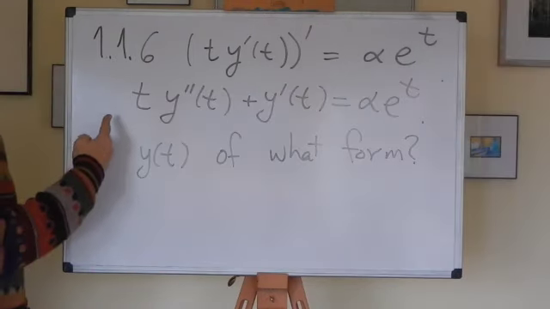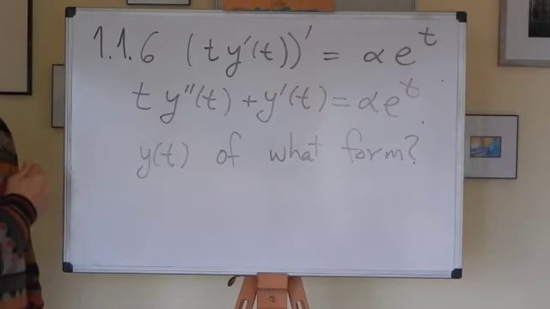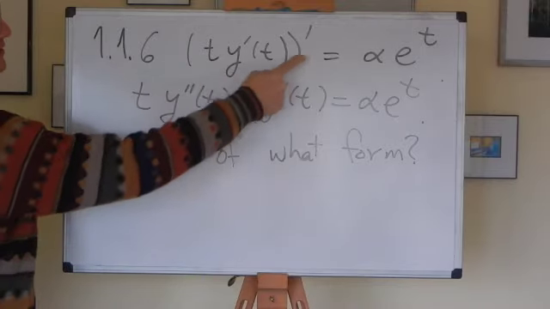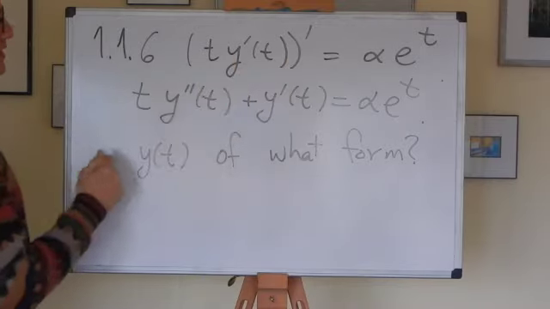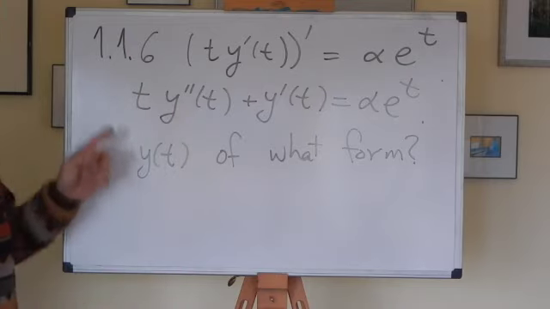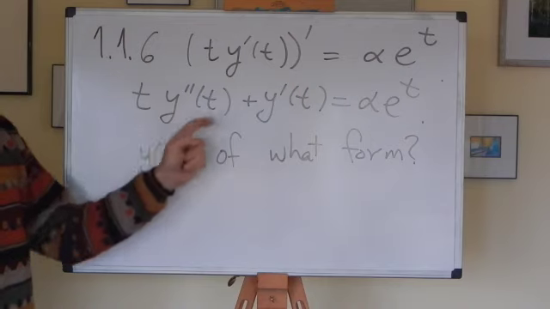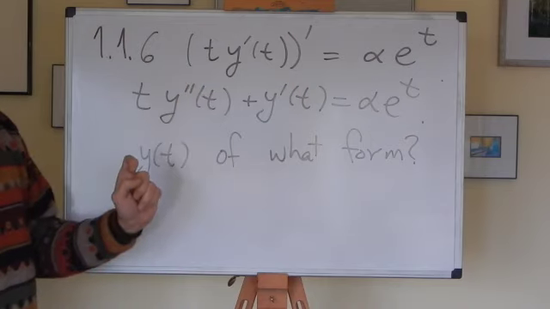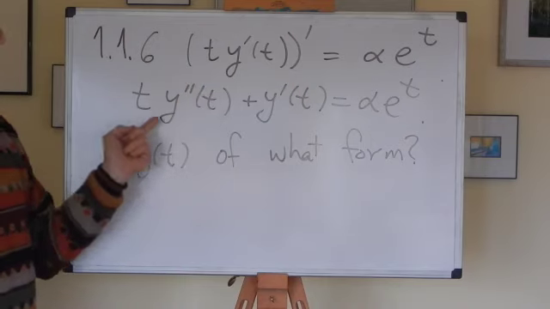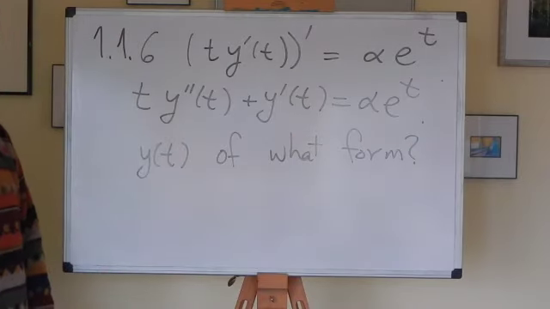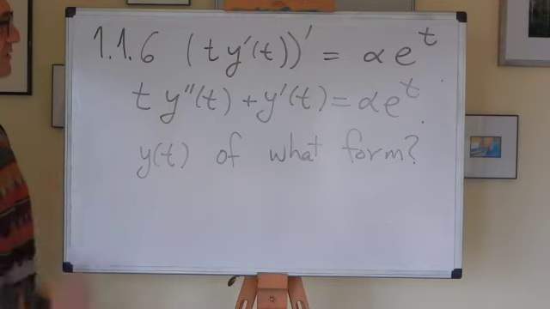So we're looking at example 116 to see what kind of equation we're looking at. I expanded the derivative of t y prime of t using the product rule. So we have the derivative falling on y prime, which gives y double prime, and the derivative falling on t, which gives 1. And so this is the left-hand side. The right-hand side has stayed the same. And then the question was, what form should y take?